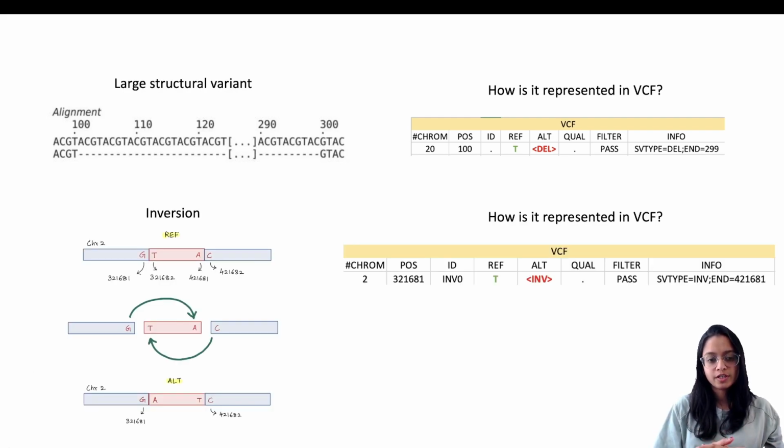Inversion is another structural variation in DNA where certain sequences or certain blocks of sequences in a DNA sequence are inverted. So in this case, the position reported is that of the reference before the inversion takes place in the alternate allele. And in the alternate allele column, we see an annotation that is a structural variant type, that is inversion, and it also provides the end of where the variation ends. So the end indicates that the variation continues until this position.